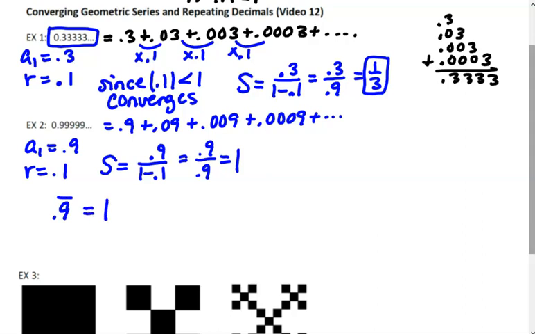Now some people find that perfectly fine to believe, and other people say, no, it's not equal to 1, it's just really close to 1. No, 0.9 repeating equals 1. So let me show you a couple things that might convince you that that is really the case.